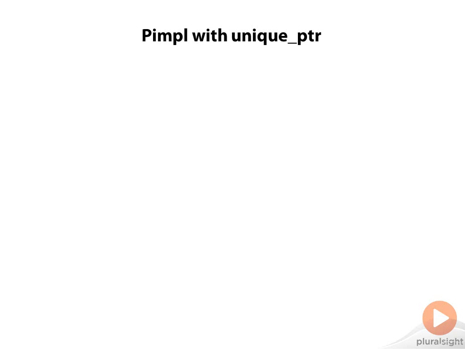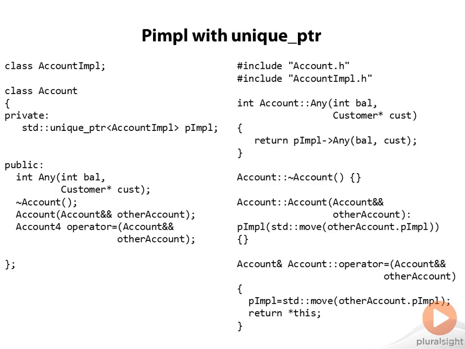Here then is the implementation of the pointer implementation idiom when you use unique pointer. On the left, account.h, the public header file that everyone includes. On the right, account.cpp, the implementation file that takes care of the job of delegating every call that comes into a public account function to the appropriate account impl function.